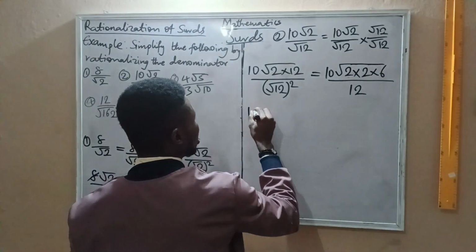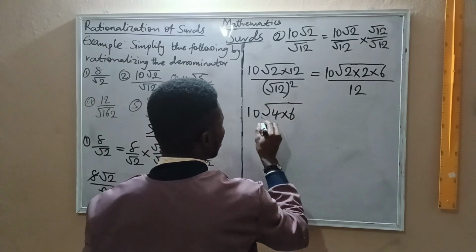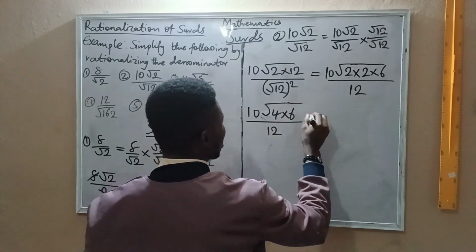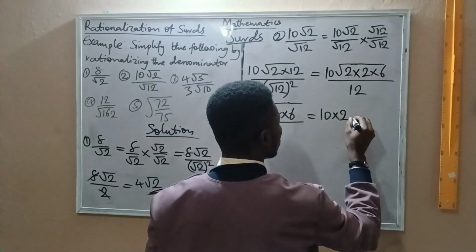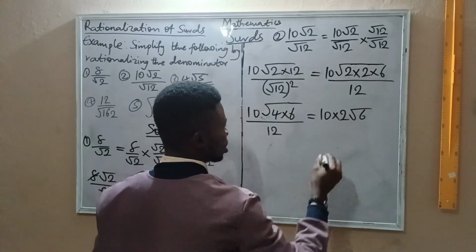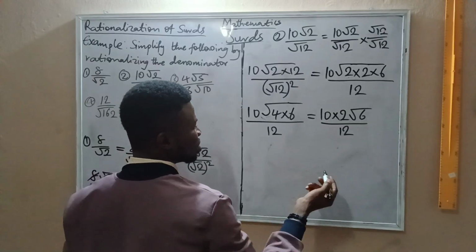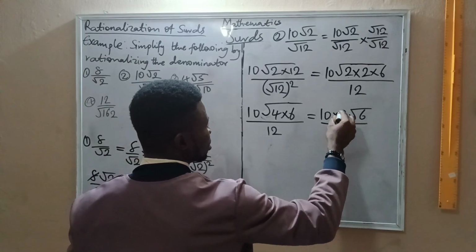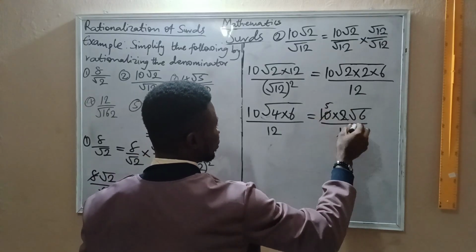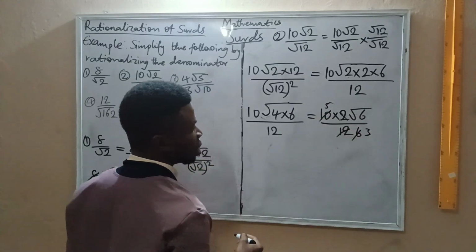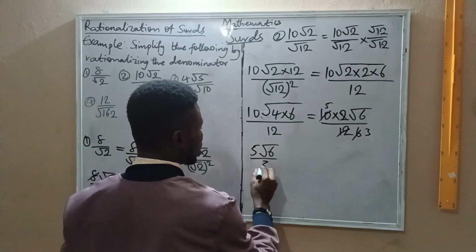Now for the numerator we have 10 times, that is 10 surd 4 times 6 all over 12. That is 10 multiplied by surd 4 is 2, then surd 6, then all over 12. Now, of course, we can cancel from there. 2, this is 6, then 2, this is 5, and this is 3. So we have 5 surd 6 all over 3.